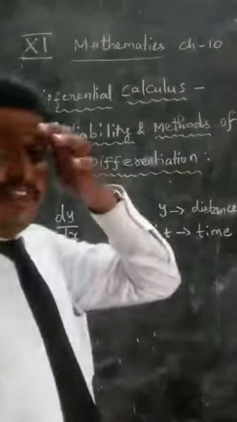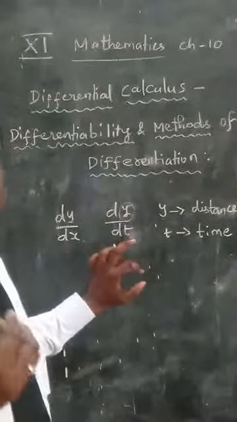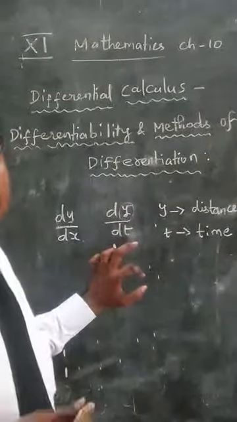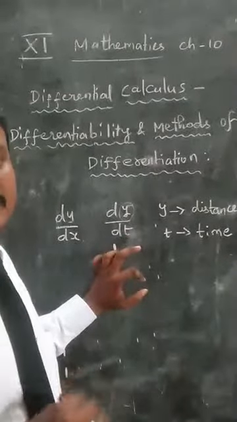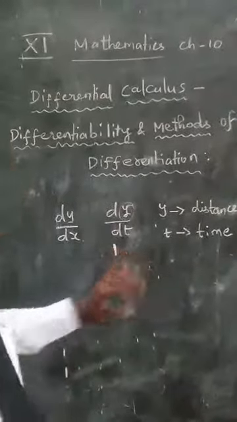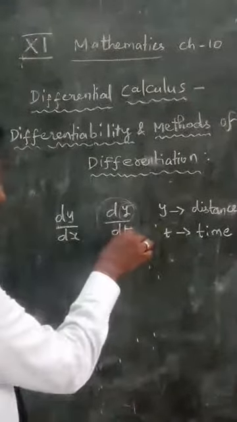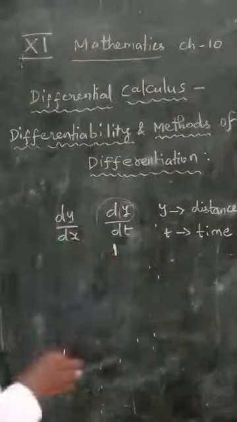Yes or no? Velocity means dy by dt. What is the actual meaning? There is a movement in the object. The object starts covering some distance when the time progresses. That is called velocity. So there is an indirect name for this. In physics we will learn this as velocity.